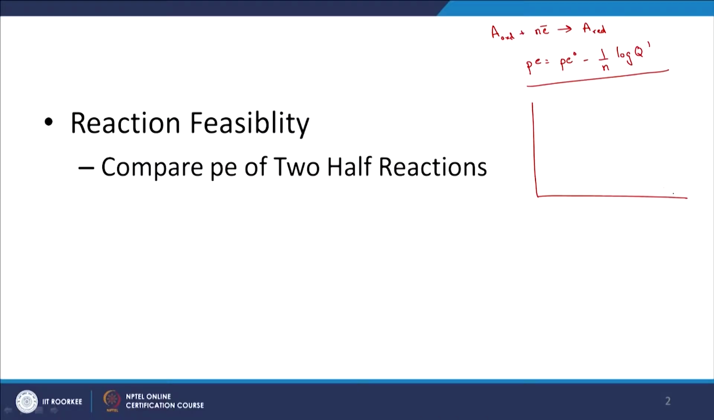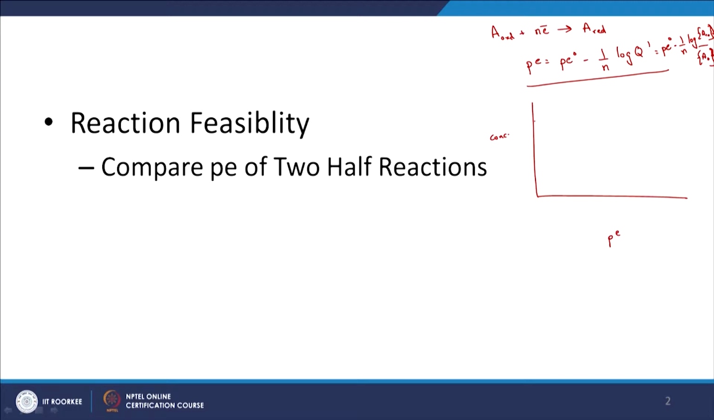So let's just summarize that again. So what we looked at? Concentration here and pE here, right. So obviously if I try to represent this, and what is Q dash here? I am going to write this as pE naught minus 1 by n log activity of the reduced form by activity of the oxidized form, right. So that is what we have here.